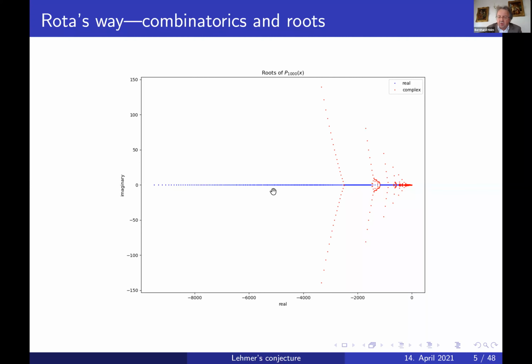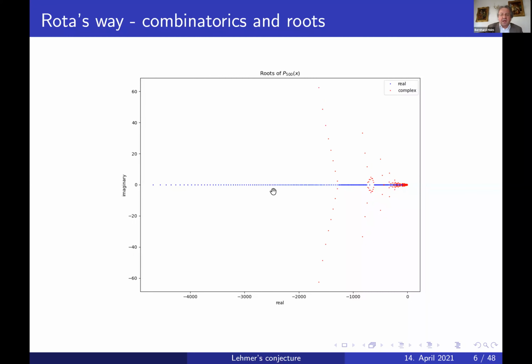One can see already some pattern, especially when you look at the polynomial for n equal to 1000. Now let's look at a polynomial, let's say of 500. They look somehow similar. At least you see some pattern. This is all not solved yet, but of course it gives some idea what to prove. For example, why is the largest root in absolute value always real? This is still an open question.